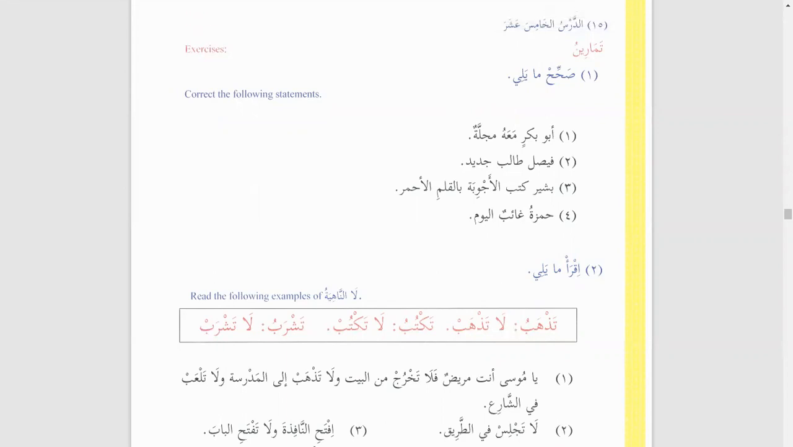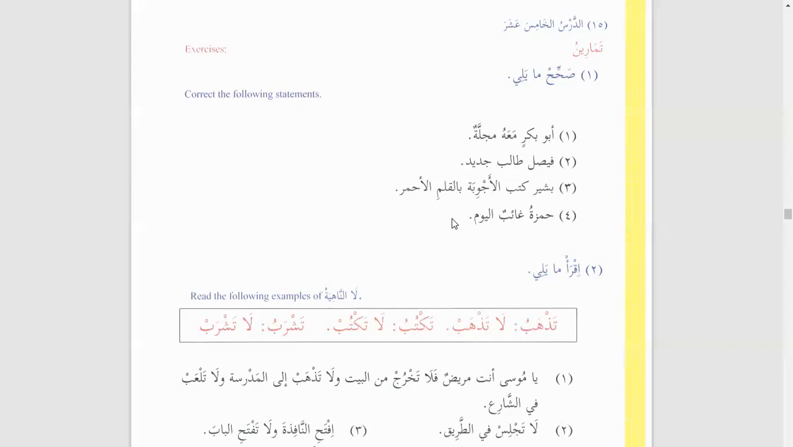Who has the magazine? Faisal, sir. Faisalun ma'ahu majallatun. So the magazine is with Faisal. When we translate it, we will say the magazine is with Faisal. Excellent. Number 2, Faisalun talibun jadidun. Faisal is a new student. Humayunu talibun jadidun. Humayun is a new student.